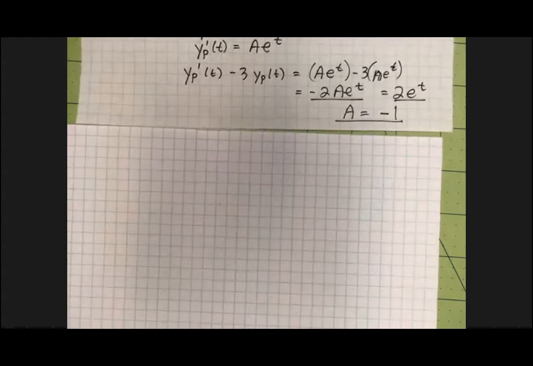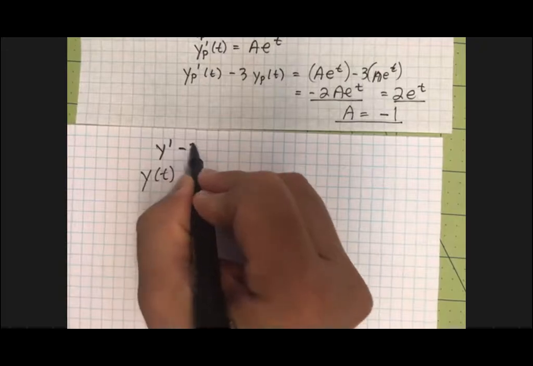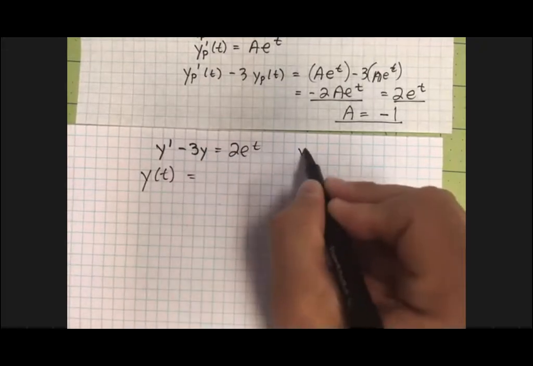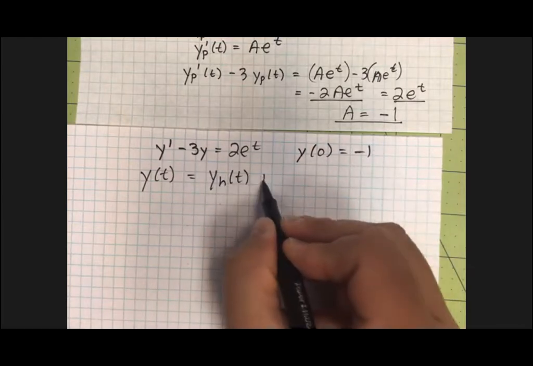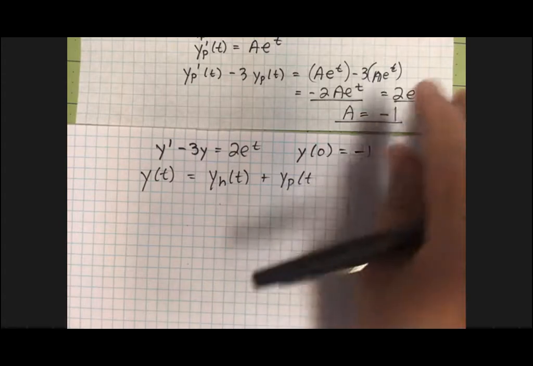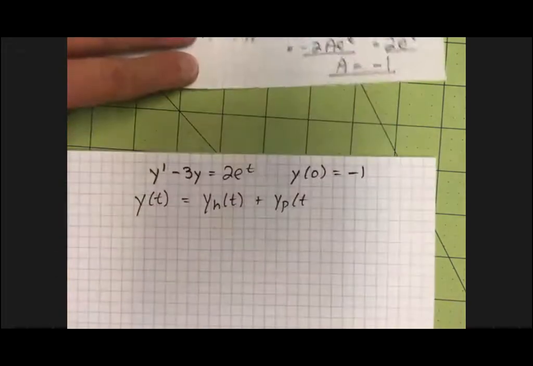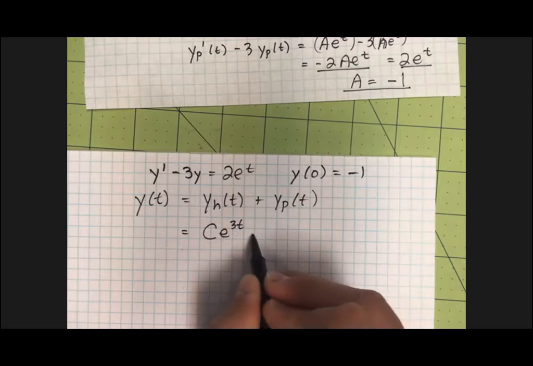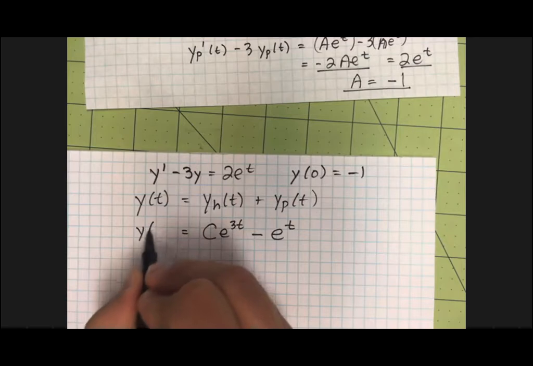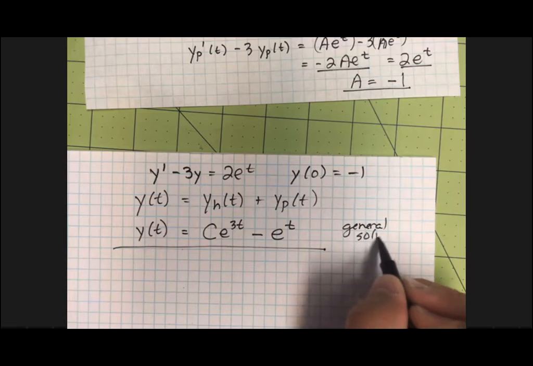And this is where we'll have to wrap it up. So now I have the general solution to this problem. The problem was y prime minus 3y is 2e^t, y(0) is minus 1. The y_h was a solution to the homogeneous equation. The y_p, which I just discovered, with A is minus one, is minus e^t. I put those together: C e^(3t) minus e^t. And that's my general solution to the problem I was given.